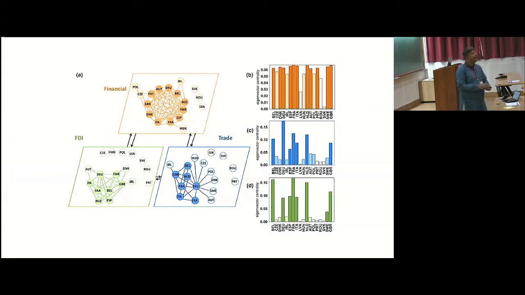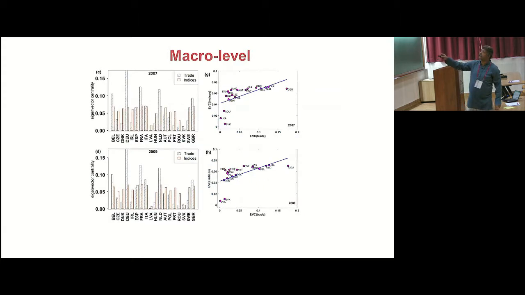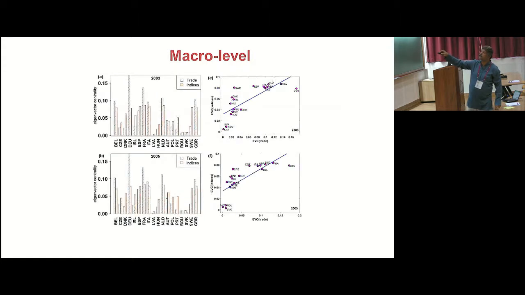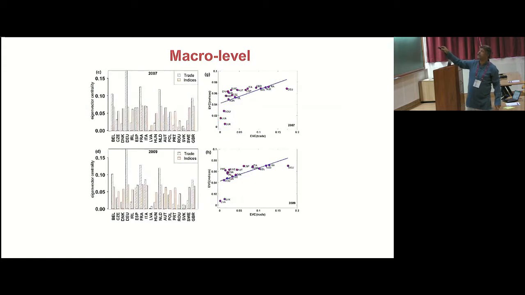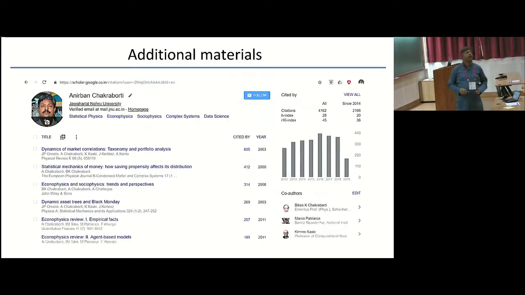What we can do is look at the eigenvector centrality, and then the trade eigenvector centrality across time, so 2003, 2005, 2007, 2009, and we find that there are strong correlations between them. Then you can also look at trade and FDI, or indices and FDI, and you will see similar types of correlations. That is the type of thing that we are trying to do using network tools.